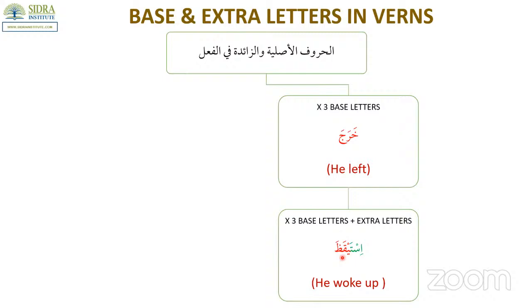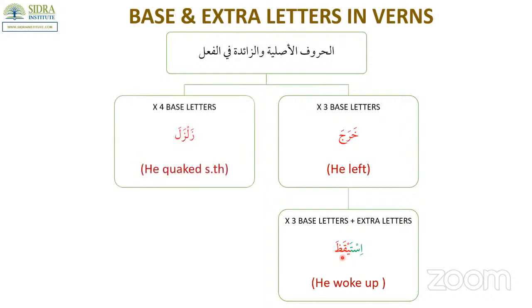Alif, sin, and ta are the extra letters. Then we can have 4 base letters. So zalzala, he shook, he quaked. Okay, it's muta'addi. That's why إذا زلزلت الأرض, when the earth will be shaken. Okay, زلزلت الأرض, that's the majhul form in the Quran there. Okay, زلزلت الأرض is the past tense form of zalzala.